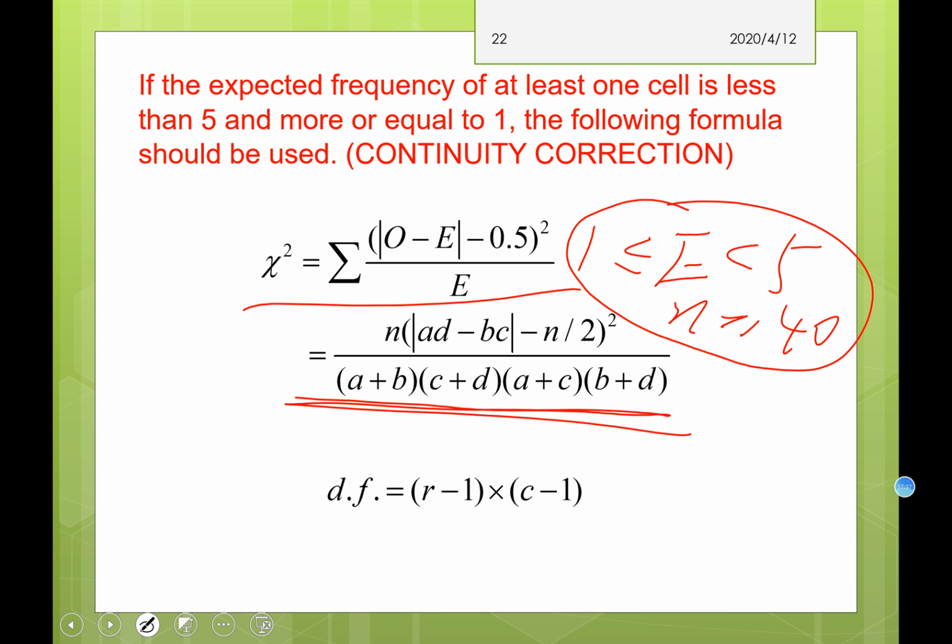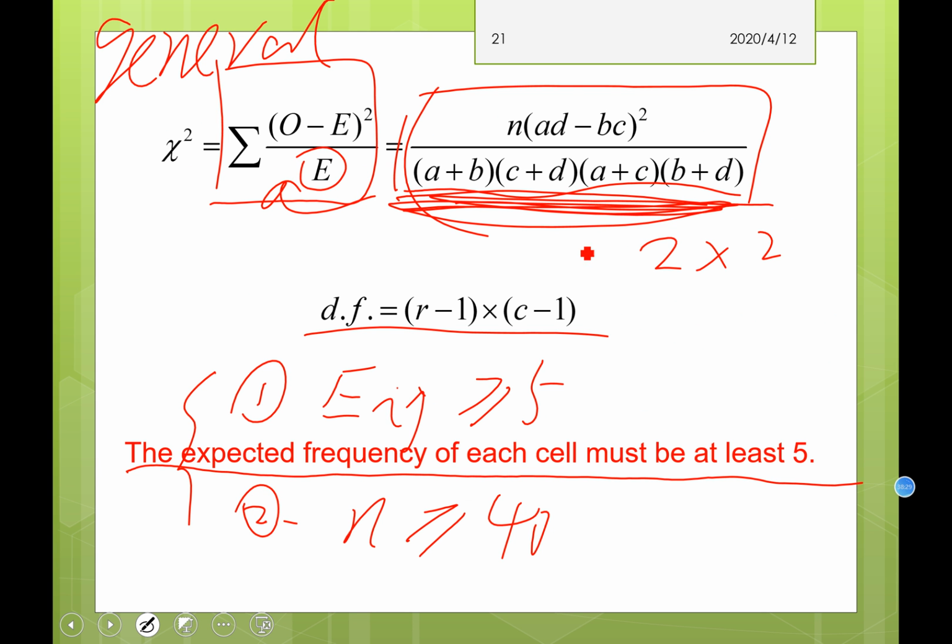And here let's watch what is the corrected formula. So here for the general formula, this is the corrected one. We can find that we use the absolute value of the difference of observed and expected frequency, and then minus 0.5, and then square it divided by expected frequency. If we use the new formula, and when the rule is not satisfied, we need to calculate this formula AD minus BC and calculate its absolute value, and then minus half of n. The other parts are the same with the new formula.